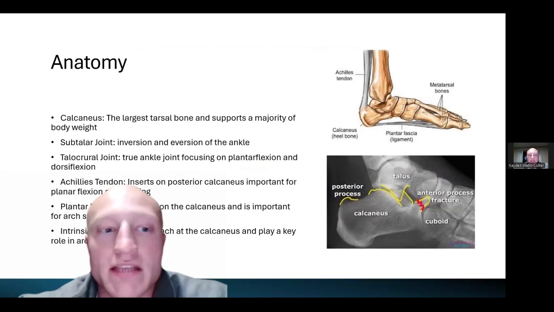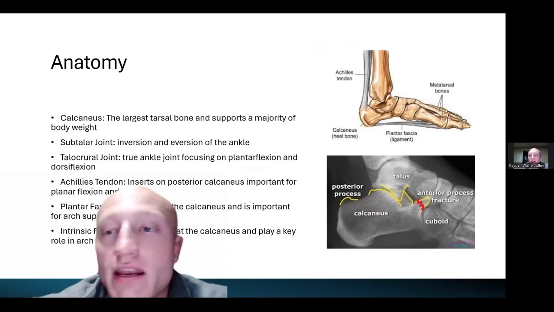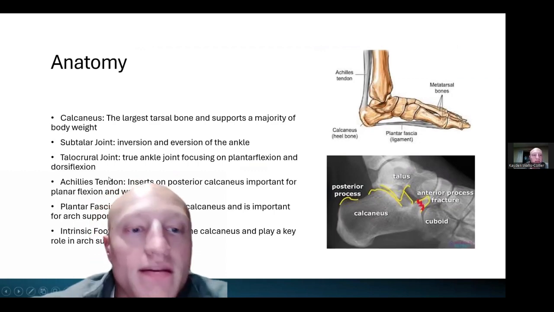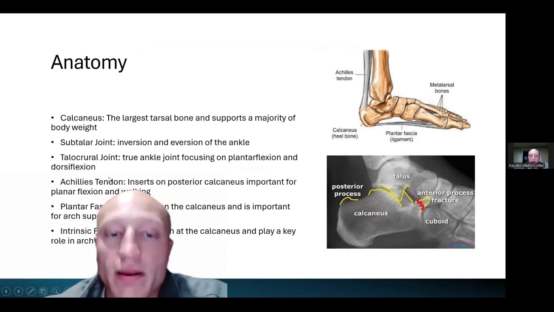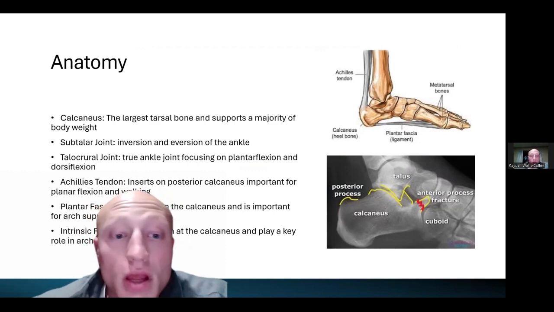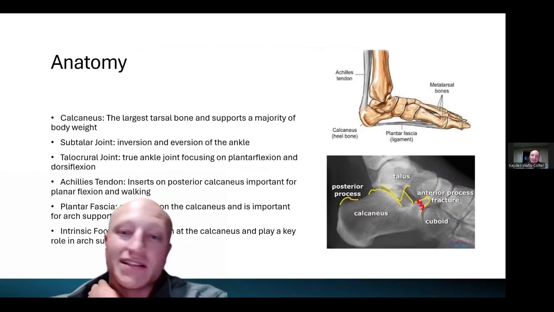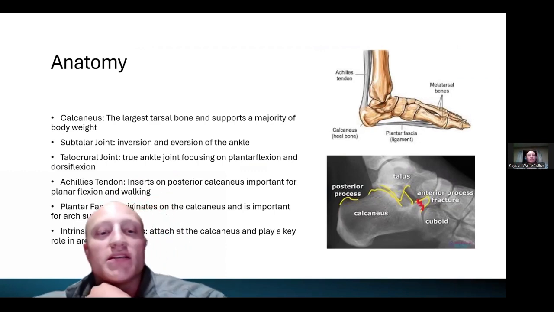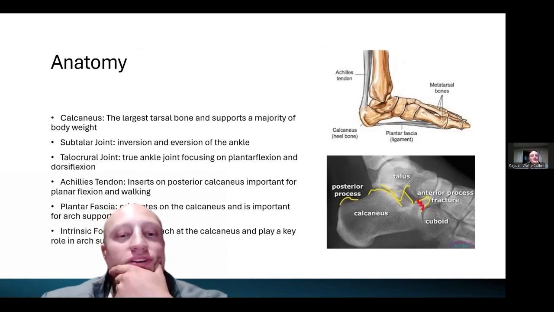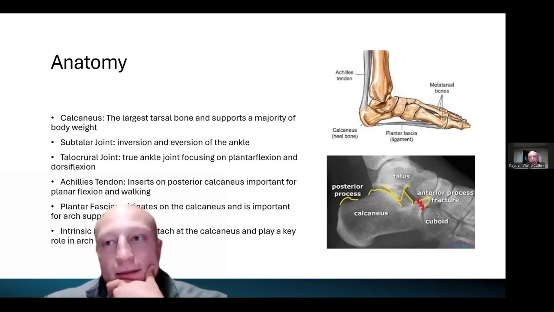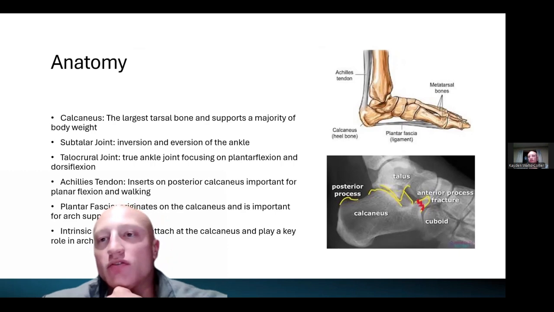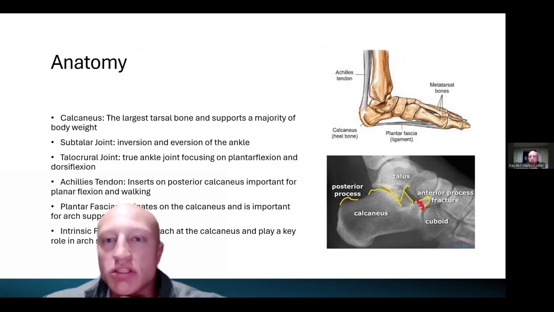And then also with the calcaneus being fractured, there are two joints within the ankle that are affected: the subtalar joint, which is inversion and eversion of the ankle, and then the talocrural joint, which is the true ankle joint, which promotes mostly plantar flexion and dorsiflexion. And then, of course, the Achilles tendon attaches at the base of the calcaneus, which is important for plantar flexion and walking. And then also a big thing with this case was loss of arch support.